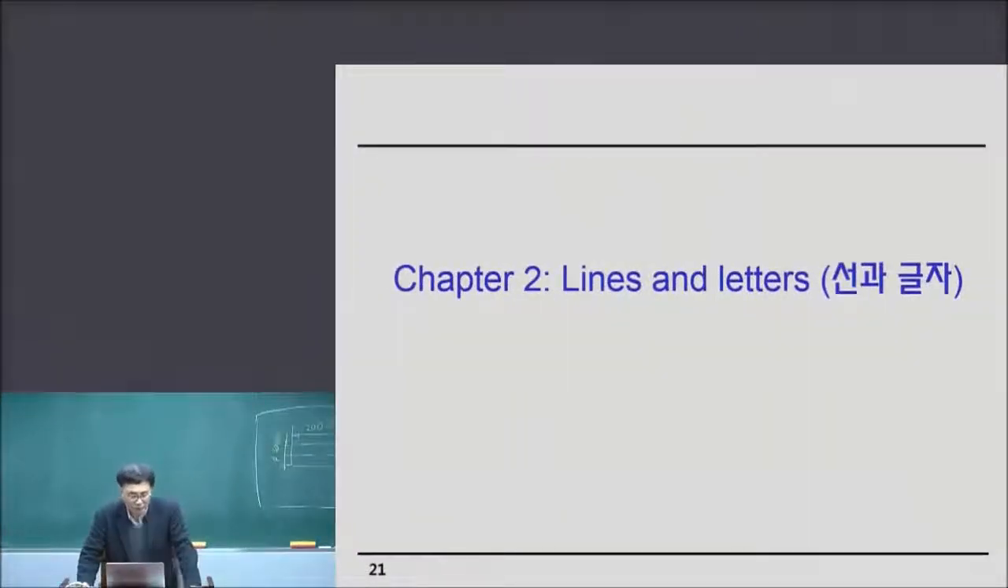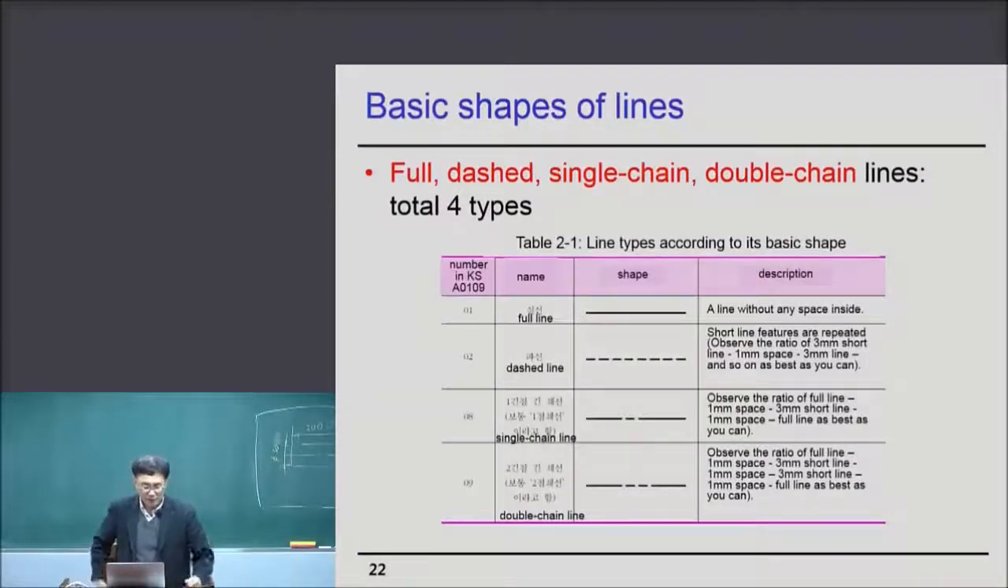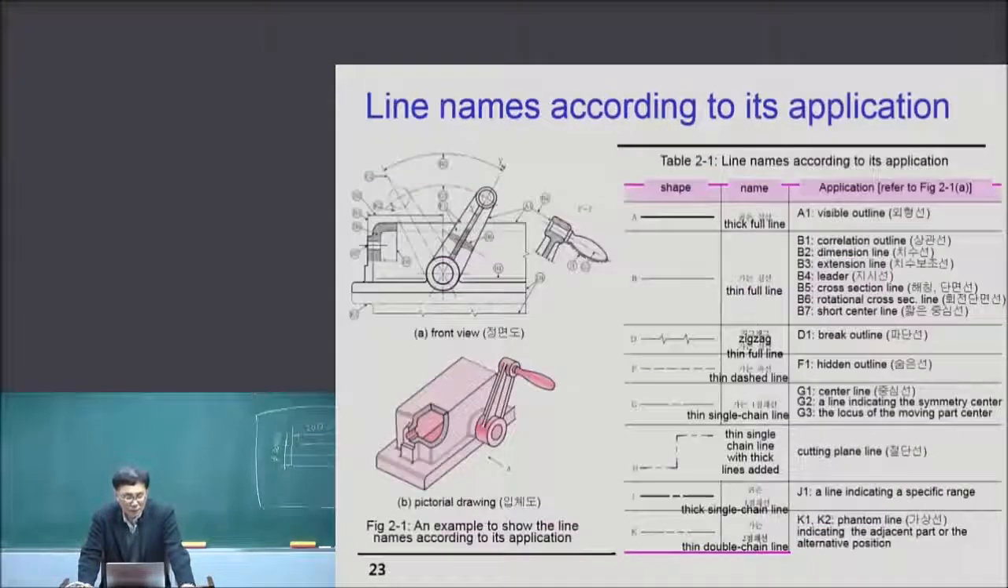All right, I will continue chapter 2, lines and letters. There are basic shapes of lines. There are four typical lines: full line, dashed line, single chain line, and double chain line. So four typical types. For the dashed line, the ratio of line length to space may be about 3 to 1, meaning the line is longer than the space. That is a recommendation.